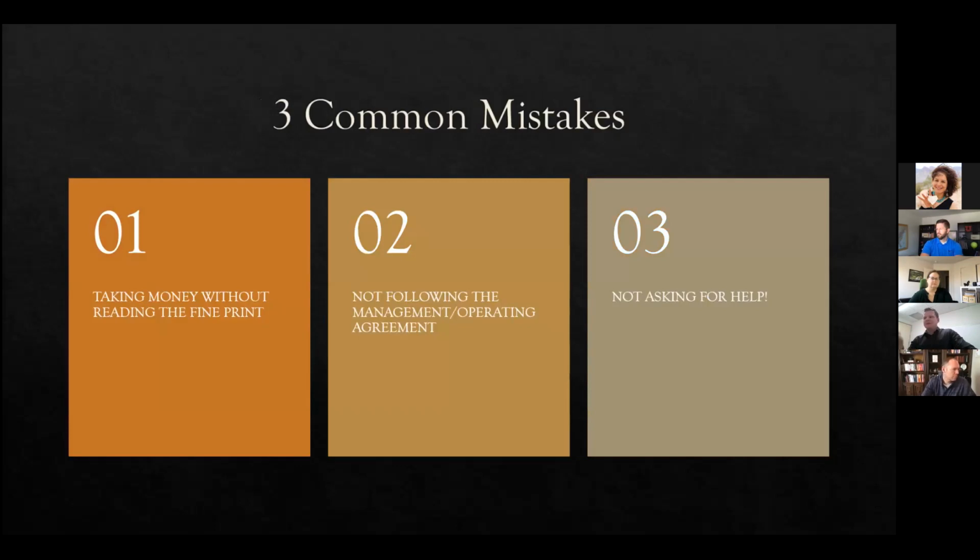The big mistakes, some of these tie in with what we just talked about: taking money without reading the fine print. That's huge. Make sure you understand the requirements whenever you're taking people's money. Not following the management or operating agreement. Whenever you establish your nonprofit, and even your company, this is huge for for-profit entities as well. I see this all the time. This is a huge pitfall. They don't establish a strong management or operating agreement.